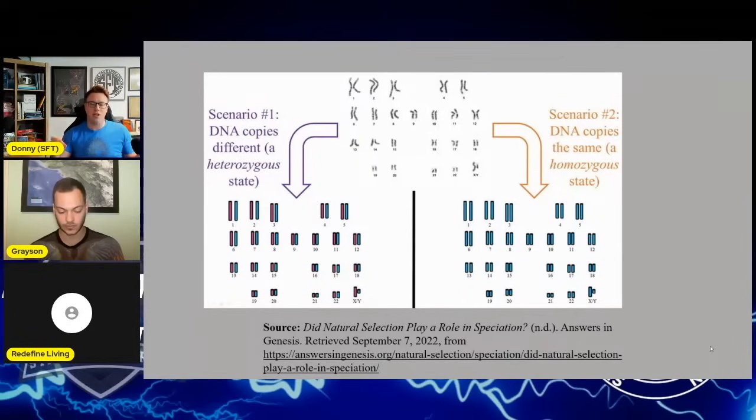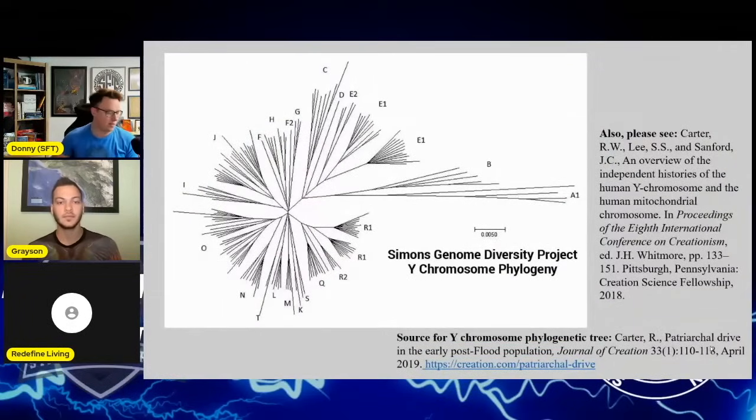What would make sense both theologically and scientifically is that God would have created Adam and Eve heterozygous. So here on the left, scenario one, we see DNA copies are different. That's a heterozygous state, and that makes sense, okay?